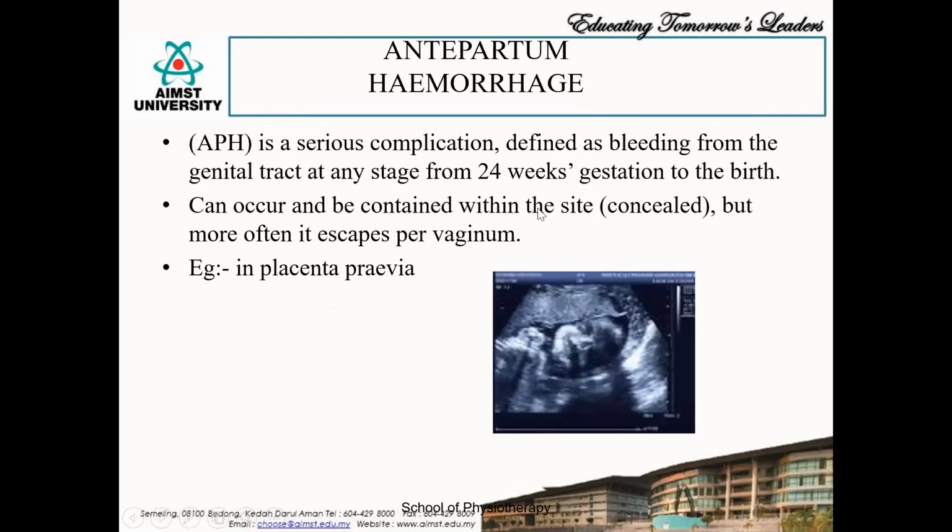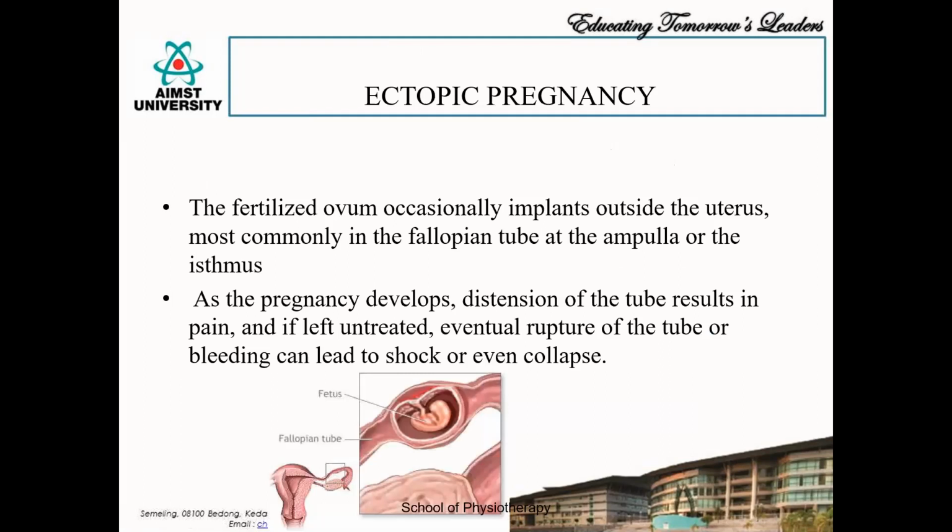Next is antepartum hemorrhage. Antepartum hemorrhage is bleeding from the genital tract at any stage from 34 weeks. This antepartum hemorrhage is due to placenta previa. I will show you what placenta previa is first, so that you will get an idea.